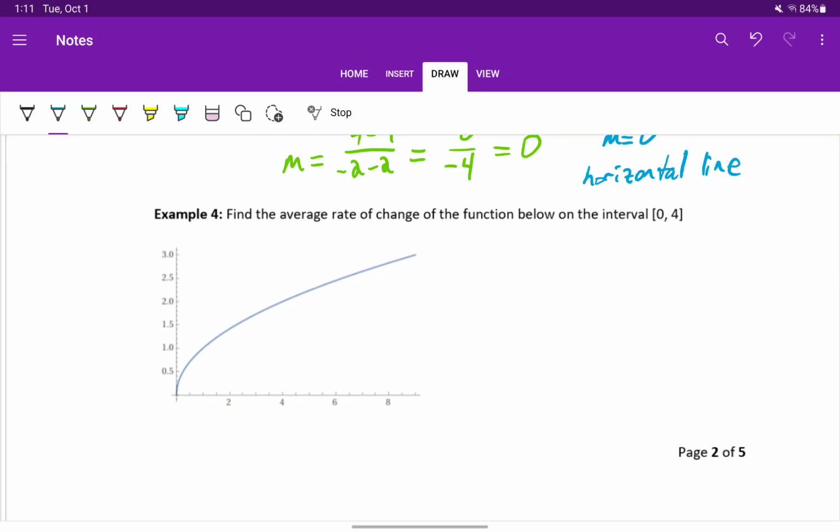In example 4, we have a new curve, and now we want to find the average rate of change for this between x equals 0 and x equals 4. Again, that's our x1 and our x2 value. So we'll start off with one point at (0, 0), and another point at x equals 4, y equals 2.